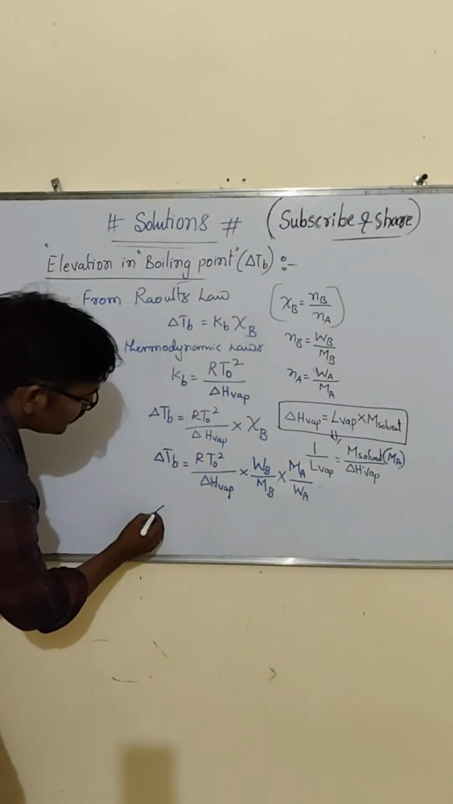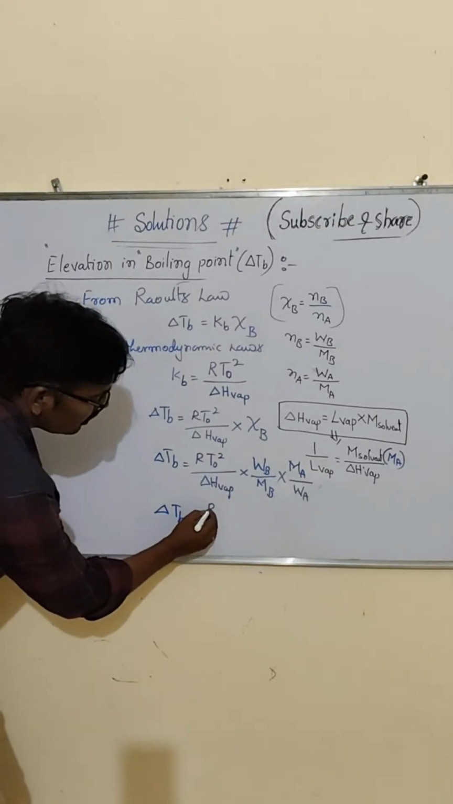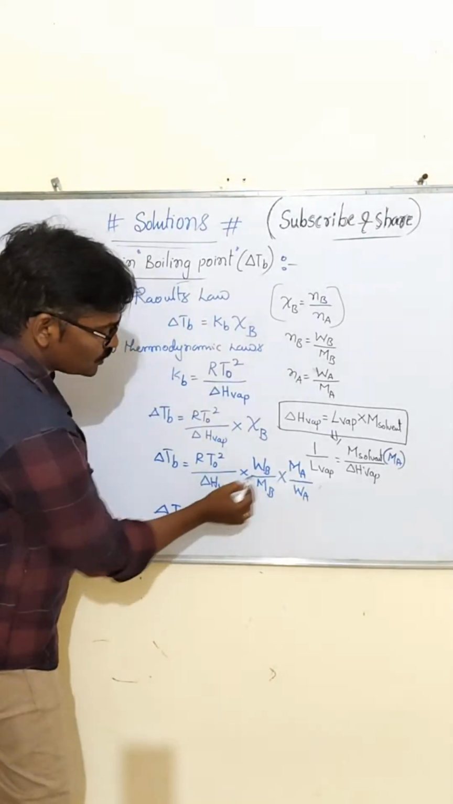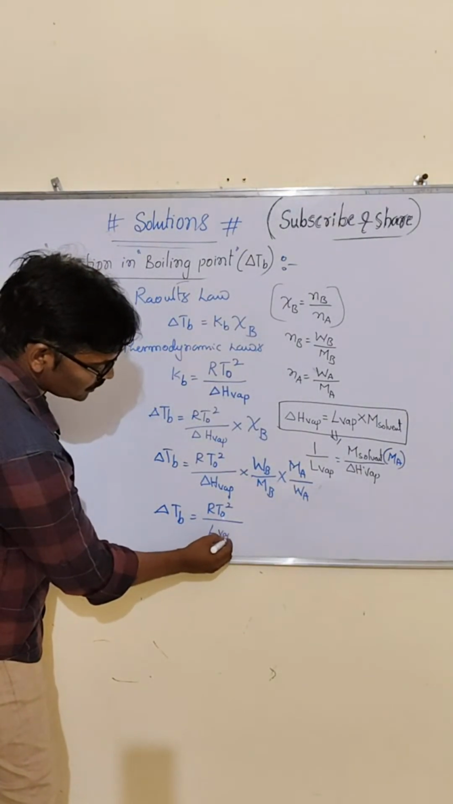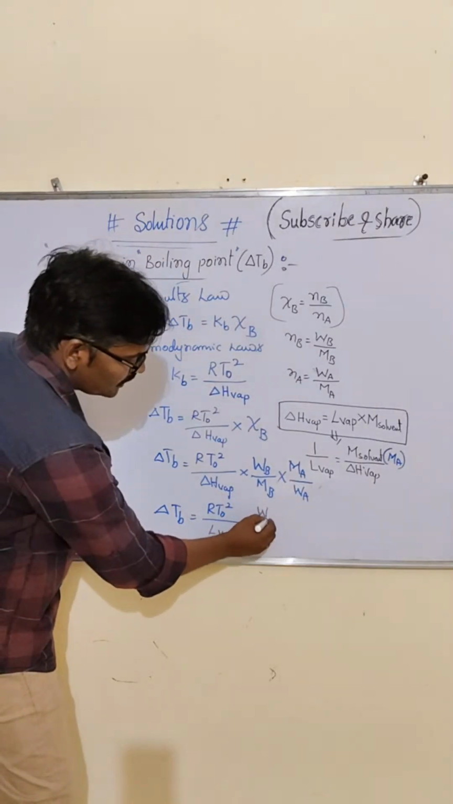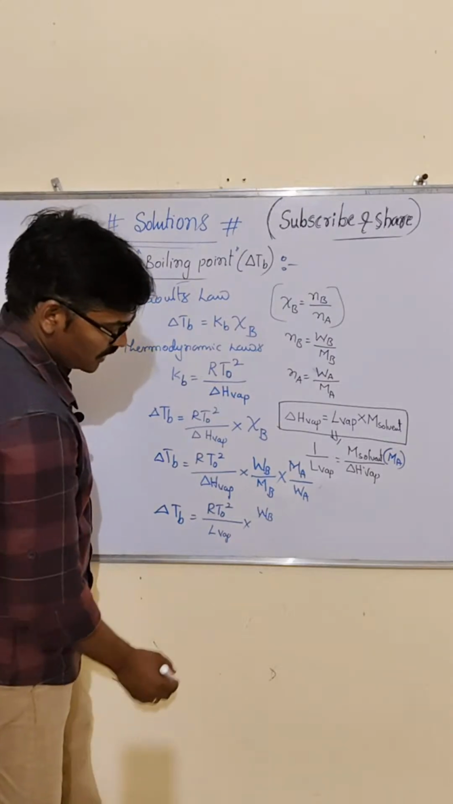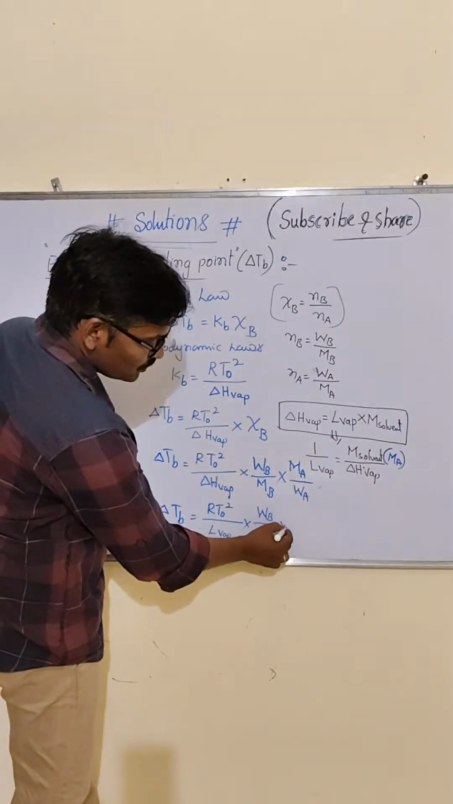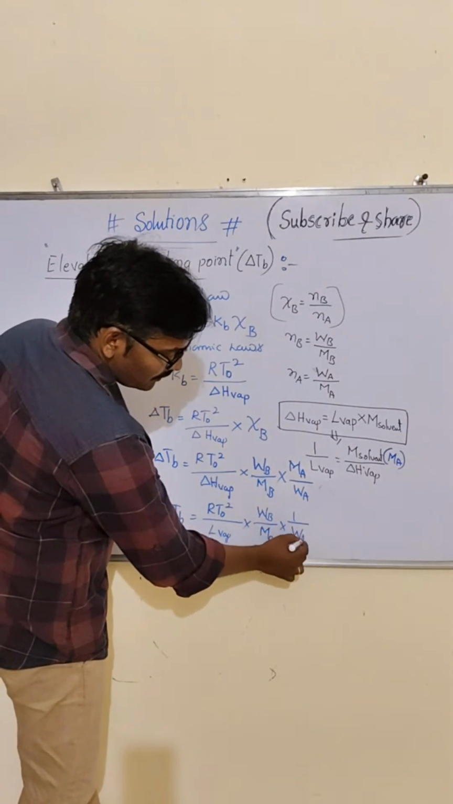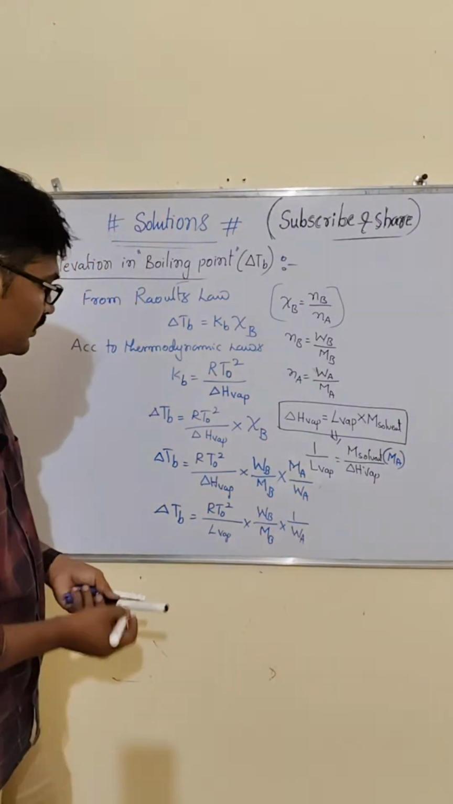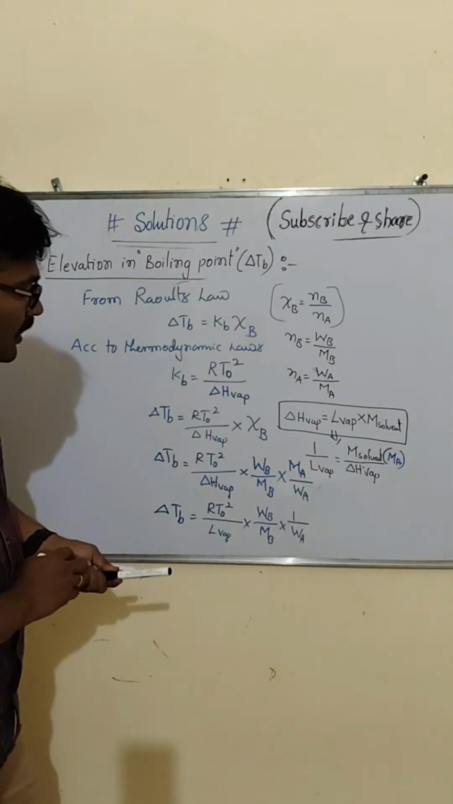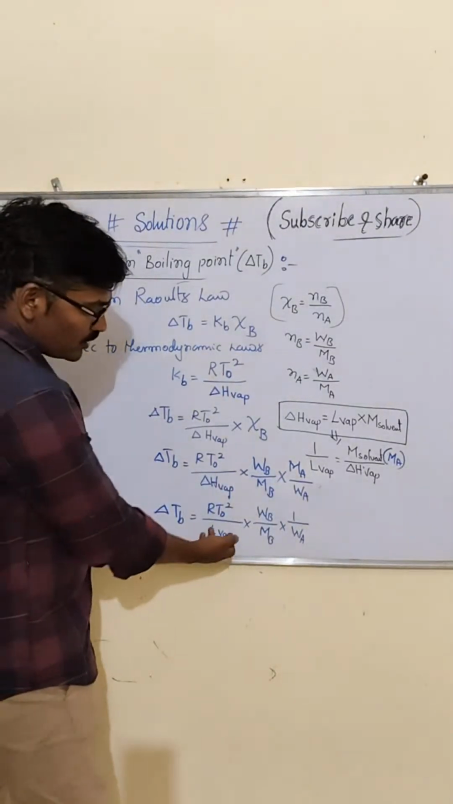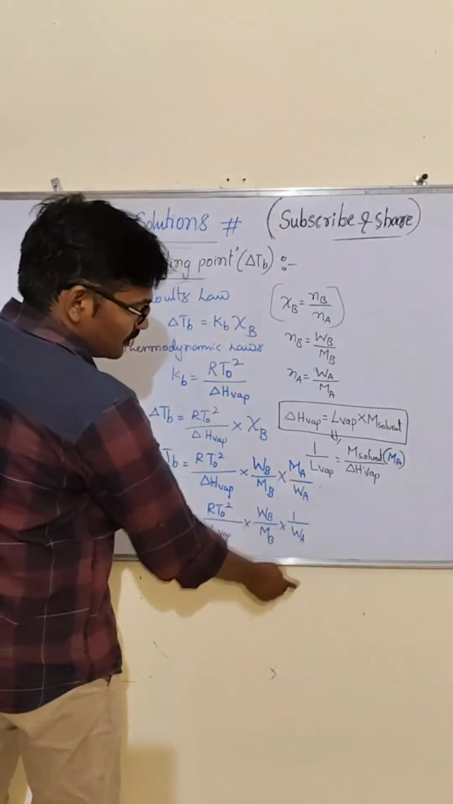So note down that delta TB equals R into T naught square divided by the latent heat of vaporization, into WB divided by MB into 1 divided by WA. Clear, my dear students? Here, if the molar mass of solvent is given in grams, then we have to convert it into kgs.